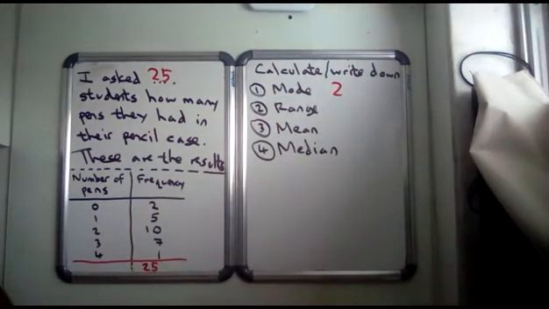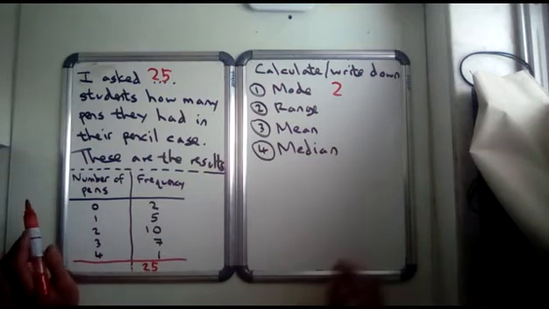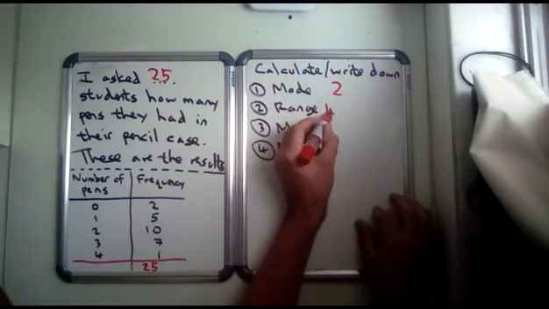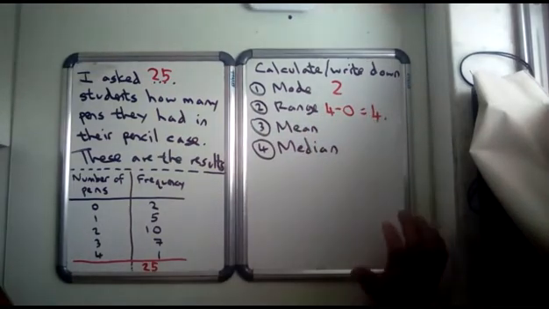For the range, again, it's highest take away lowest, but what it isn't is 10 take away 1, because the data is about number of pens. The highest number of pens in the survey is 4, and the lowest number of pens is 0, right? So the range is 4 minus 0 equals 4.